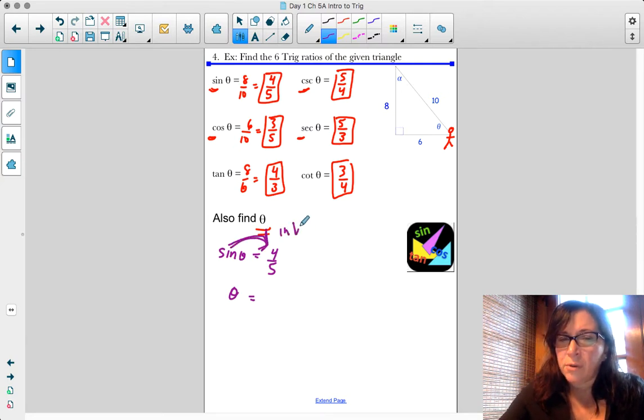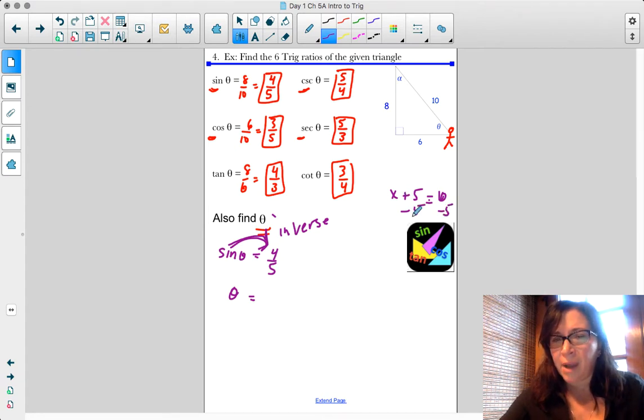Now, a lot of you have been doing this for years and years. For example, if you have x plus 5 equals 10, how do you get this 5 over to the other side? Well, you would subtract 5, right? The inverse of positive 5 is minus 5. Same thing if I had 2x is equal to 10: the inverse of multiplication is division, so I would just be dividing by 2.